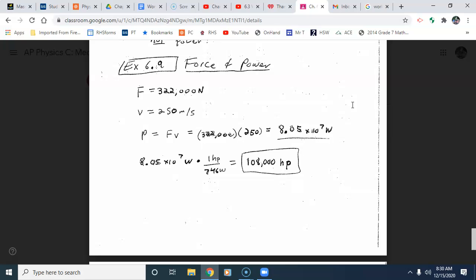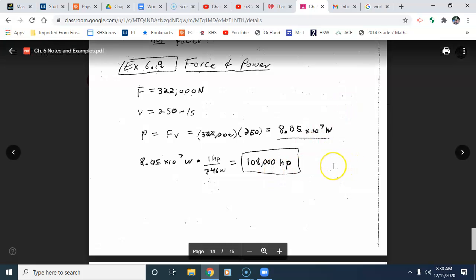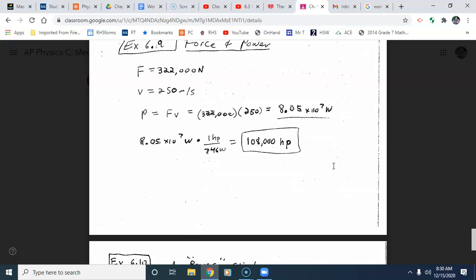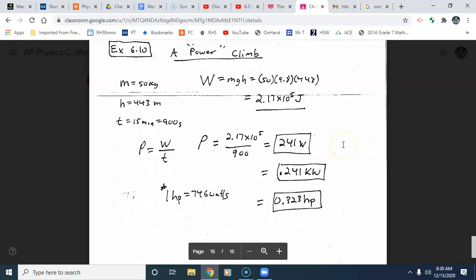So yes, it takes a crazy horsepower engine for the jet engines on a giant airliner. The typical horsepower for a typical vehicle is probably around 250 horsepower, give or take. So that's pretty big, right? But a simple problem. All right, moving on to example 6.10, which is a power climb.